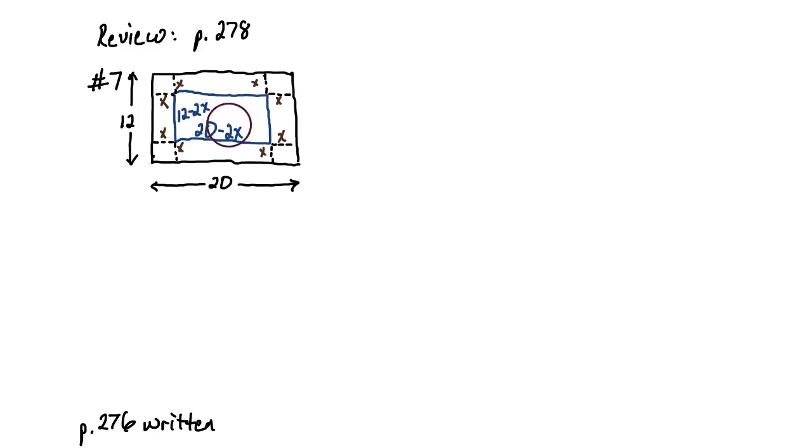Question 7 tells us the area of the base of the box. It's 112 square inches. So we can take the length of the blue rectangle times the width of the blue rectangle and say that that's equal to 112.